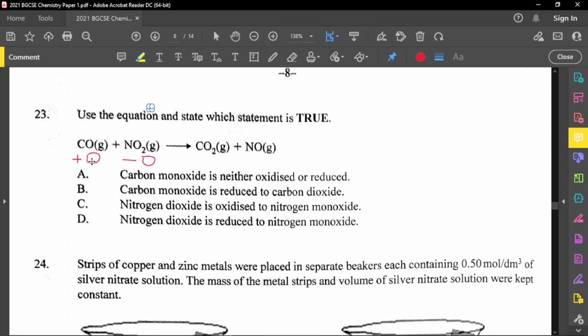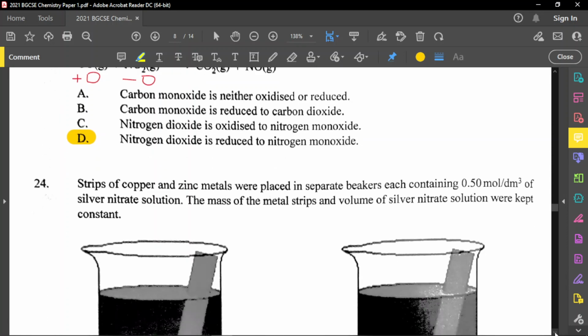Okay, gain of oxygen is oxidation. All right, gain of oxygen is oxidation. Loss of oxygen is reduction. Right. Here's carbon monoxide. Carbon monoxide is reduced. No, it's actually oxidized. And C, nitrogen dioxide is oxidized. No, it is reduced because of loss of oxygen. So you said nitrogen dioxide is reduced to nitrogen monoxide. Yeah, because you form nitrogen monoxide right here. So it is reduced. Loss of oxygen to form NO. Yeah, this is the answer for that question.